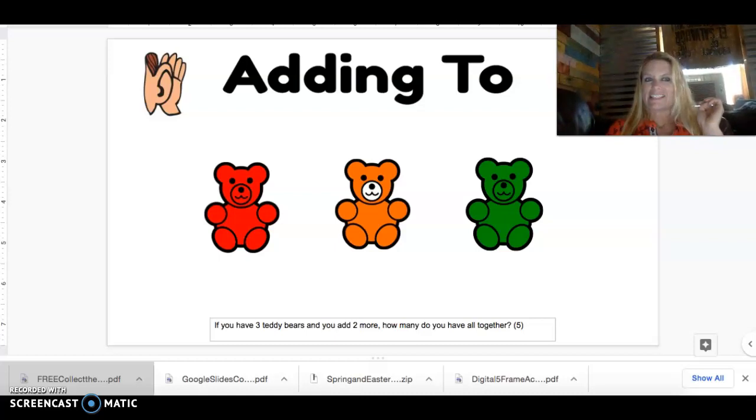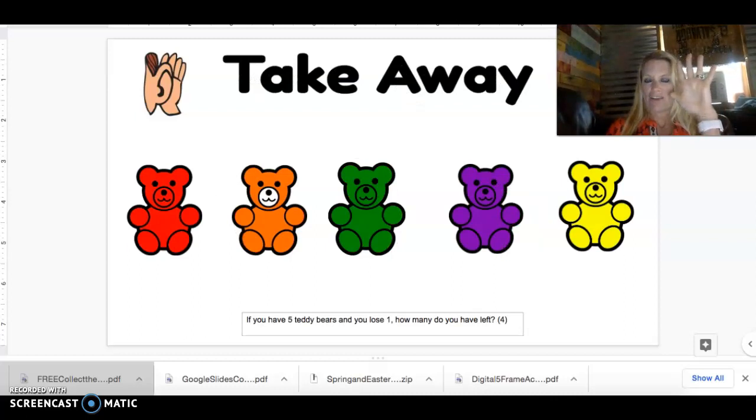All right, this time let's take away. If you have 5 teddy bears and you lose 1, how many will you have left? You have 5 and you lose 1, how many will you have left? 4. 1, 2, 3, 4. I lost this yellow one.